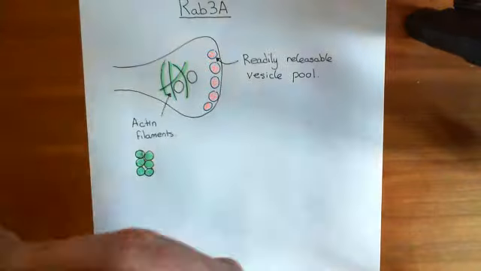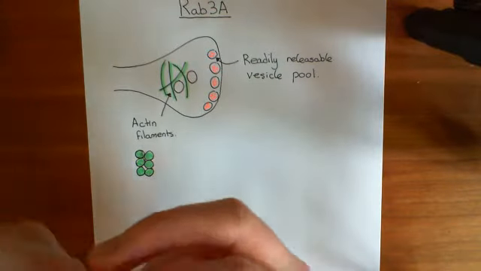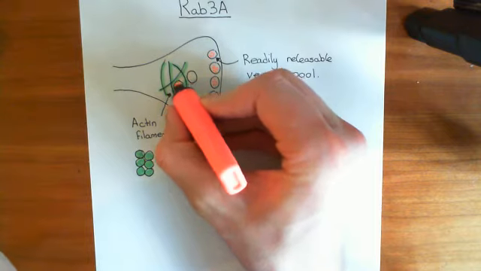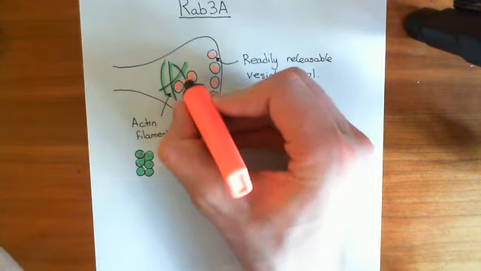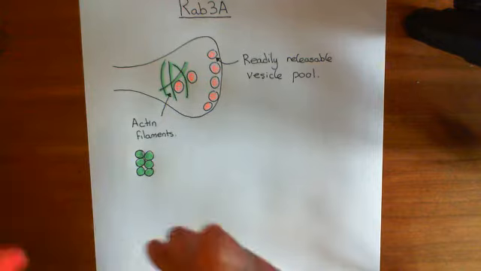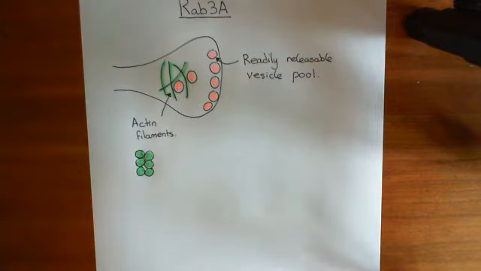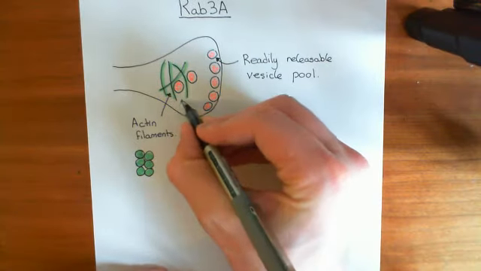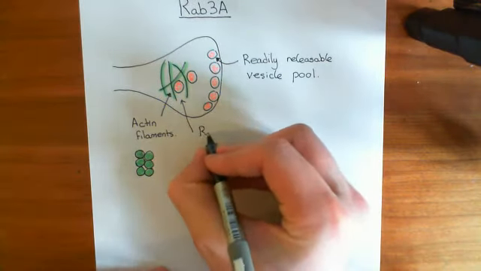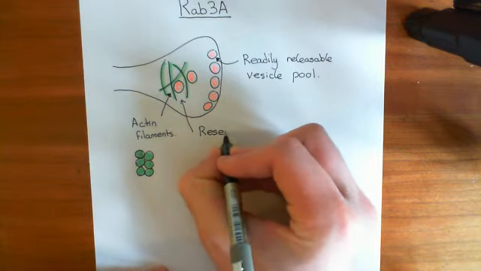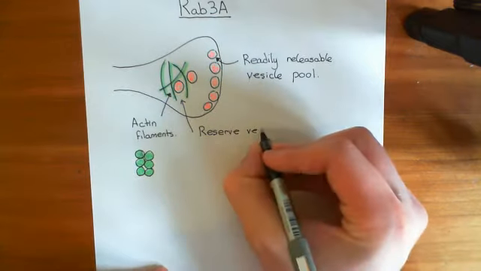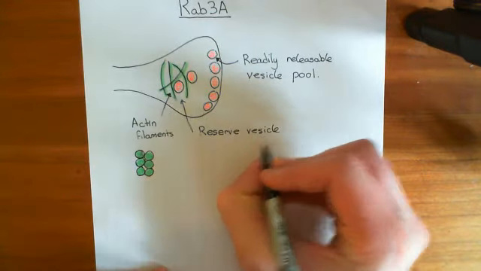And basically, you can attach synaptic vesicles to the actin cytoskeleton. So here are our synaptic vesicles which are attached to the actin cytoskeleton. So these are the vesicles that are held behind the presynaptic membrane in this so-called reserve pool. So this is the reserve vesicle pool. Okay, so this is where we're going to get our vesicles from when we release all of these ones that are in the readily releasable vesicle pool.